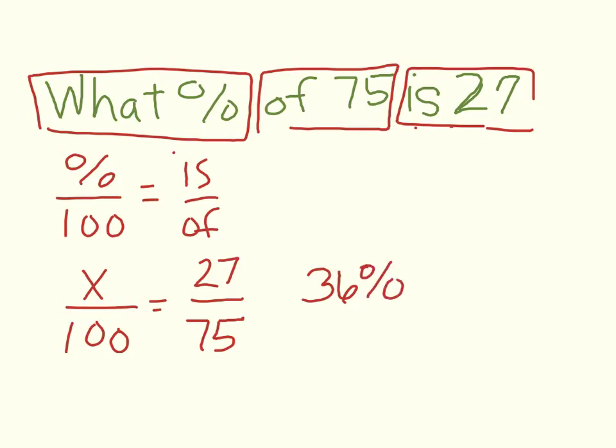Now, the reason I know that it's 36% and not just plain 36 is because any time the answer appears here in the percent section, it gets a percent sign. If the answer happens to appear here or here, which is going to happen in other problems, there's no percent sign. Only when the answer appears here do you get a percent sign.